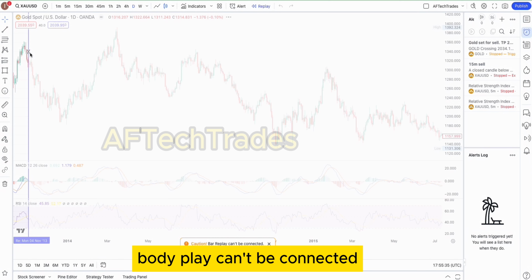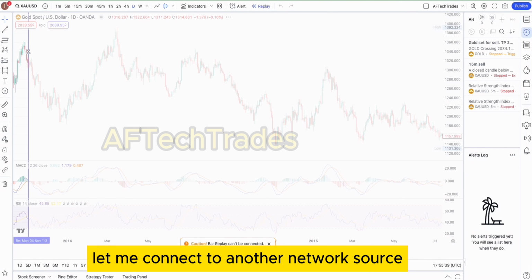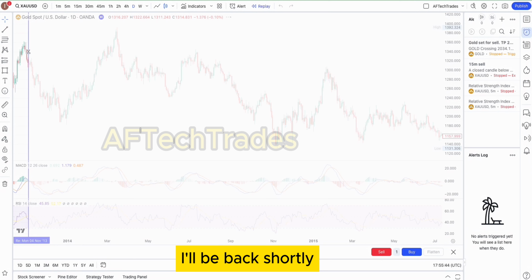Bar replay cannot be connected. I need to change the network. Let me connect to another network source. I'll be back shortly.